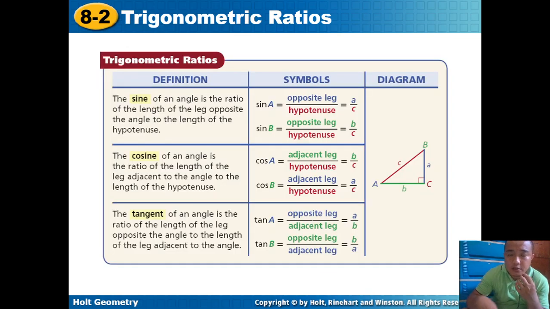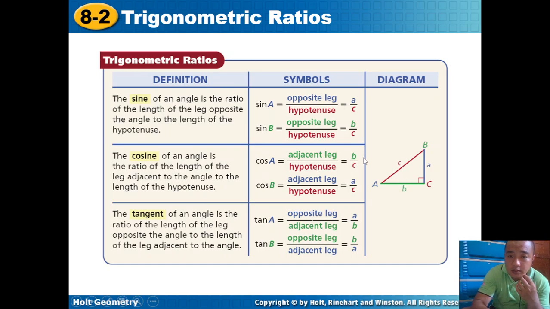So in our previous lesson, I discussed the ratios of sine, cosine, and tangent, and in order for you to memorize them, just remember the mnemonic Soh Cah Toa. So for sine A, with respect to this triangle in the figure, sine A is equal to opposite leg over hypotenuse, so A over C. Then if our reference angle is angle B, sine B is equal to opposite over hypotenuse, so B over C. Cosine A, adjacent over hypotenuse.